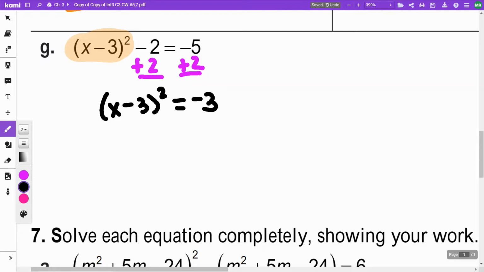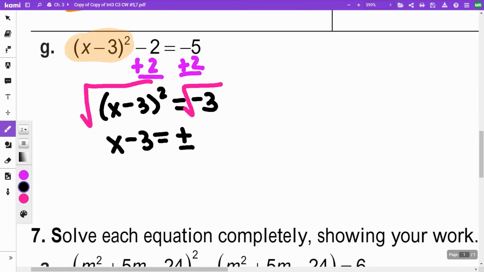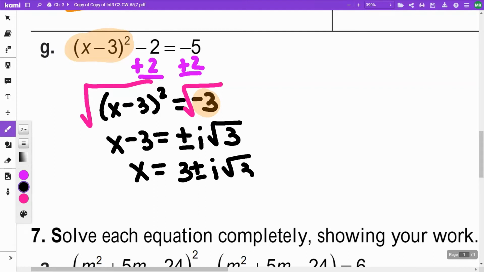Now I'm going to undo the square by square rooting. So when I square root, I'm going to get an x minus 3 equals a positive and negative. And when I take the square root of a negative number, that's imaginary. So it's going to be i root 3. Okay, the root 3 cannot be simplified at all, but the negative underneath the radical becomes an i, so that comes out. Then I'm going to add 3 to both sides, and I get 3 plus or minus i root 3. And that is our answer.